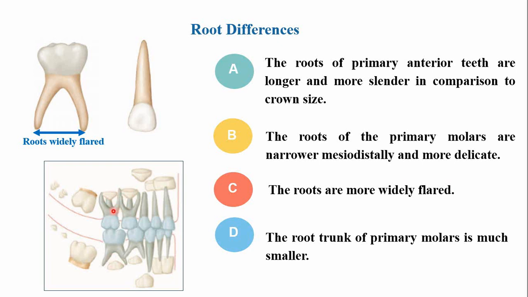As you can see here, the roots of primary maxillary and mandibular molars are widely separated to allow room for the crowns of premolars to develop. The root trunk of primary molars is much smaller. The root trunk is much shorter and smaller compared to permanent teeth, and it's closer to the cervical portion of the crown.